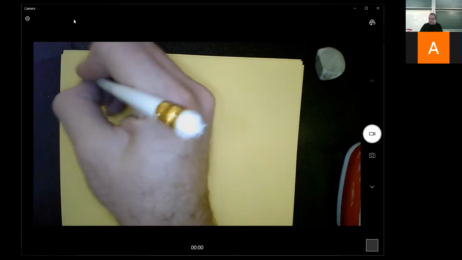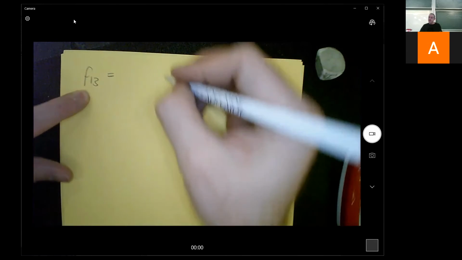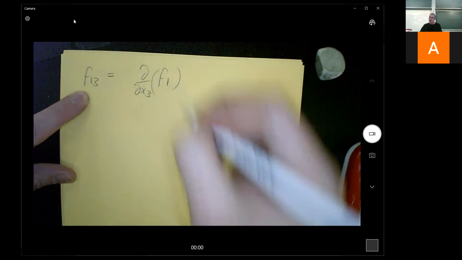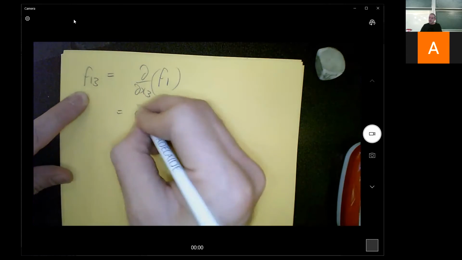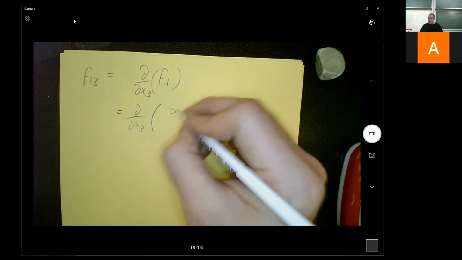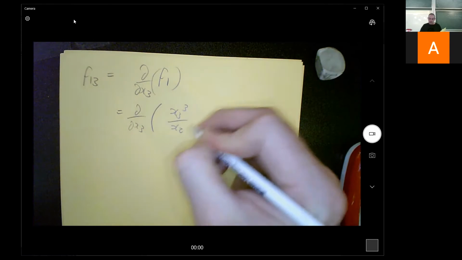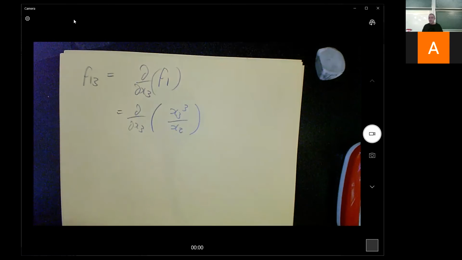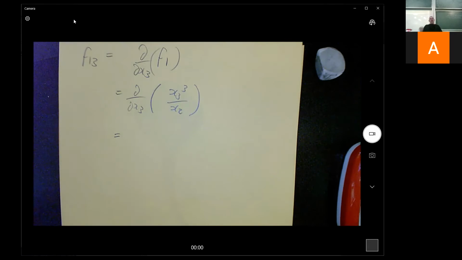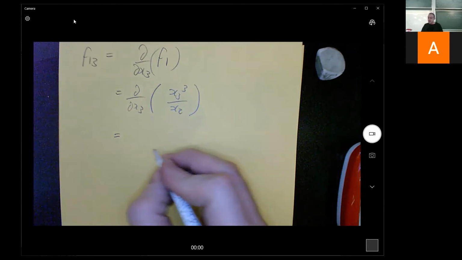All right, let me try F13. So that means the 1 was done first, and then I did the derivative with respect to the third variable. What was that formula again? It was x3 cubed over x2, wasn't it? Yeah. And so now the dividing by x2 counts as a constant. So that will actually still be there afterwards.